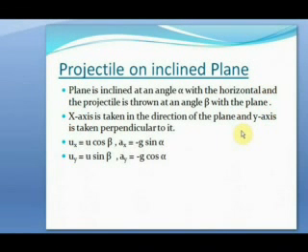Now let's discuss the case when a projectile is thrown on an inclined plane, which is inclined at an angle alpha with the horizontal, and the projectile is thrown at an angle beta with the plane. So first let's see this animation.